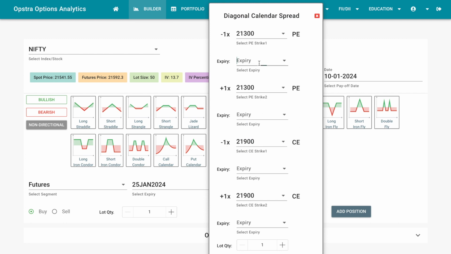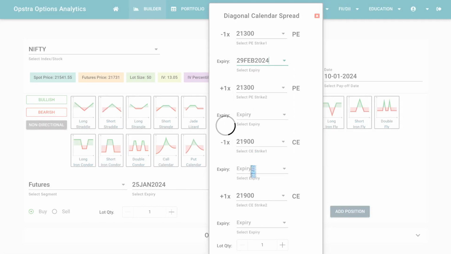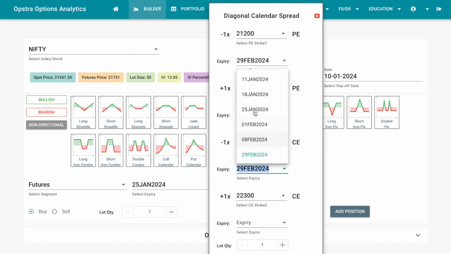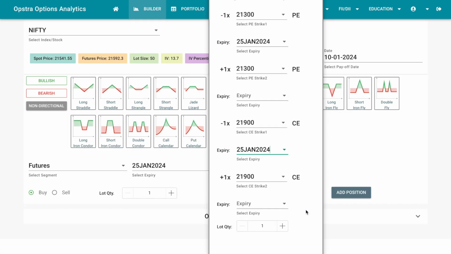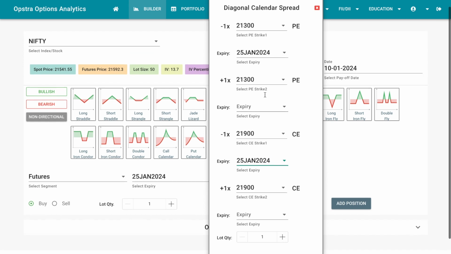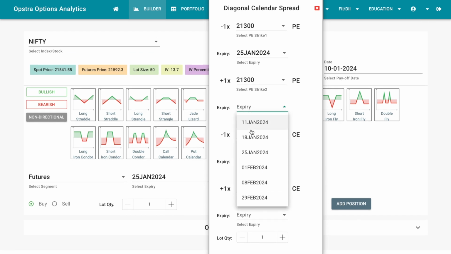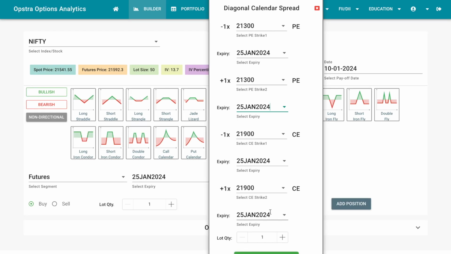Diagonal spread, expiry of... the first expiry should be Feb, and then the next expiry should be Jan. Now it will come good. Okay, it can be okay. Why is the third expiry separate? I think this needs to be Jan, this needs to be Jan. All are of Jan expiry.